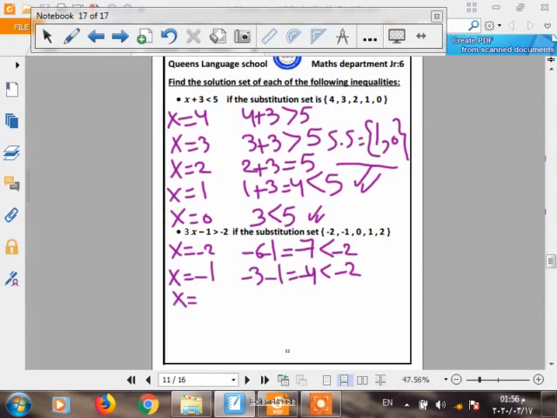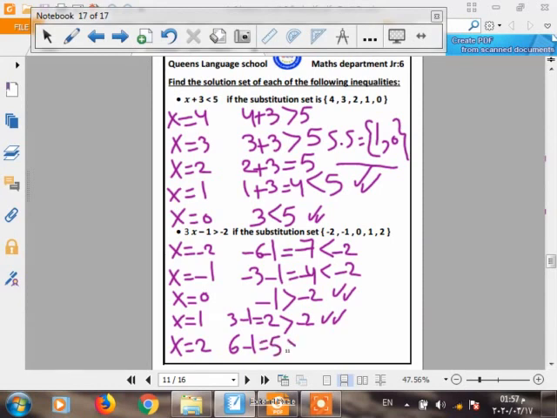If x equals 0, 3 times 0 equals 0. 0 minus 1 becomes negative 1. Negative 1, yes, it's greater than negative 2. So it's in the solution set. If x equals 1, 3 times 1 equals 3, 3 minus 1 equals 2, and 2 is greater than negative 2. It's in the solution set. Also the last element, 2: 3 times 2 equals 6, 6 minus 1 equals 5, 5 is also greater than negative 2, so it's also in the solution set. So the solution set of this example is 0, 1, 2.